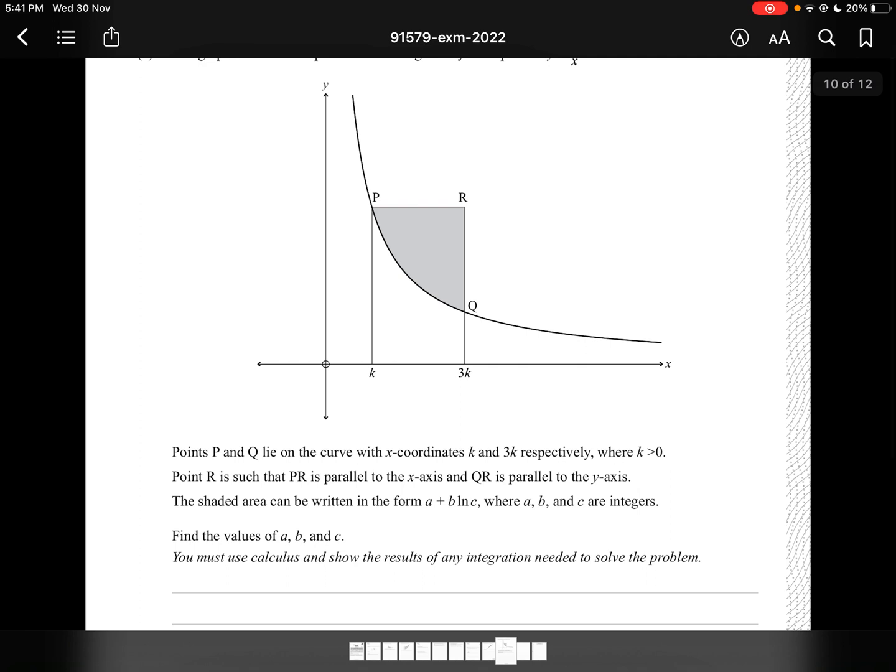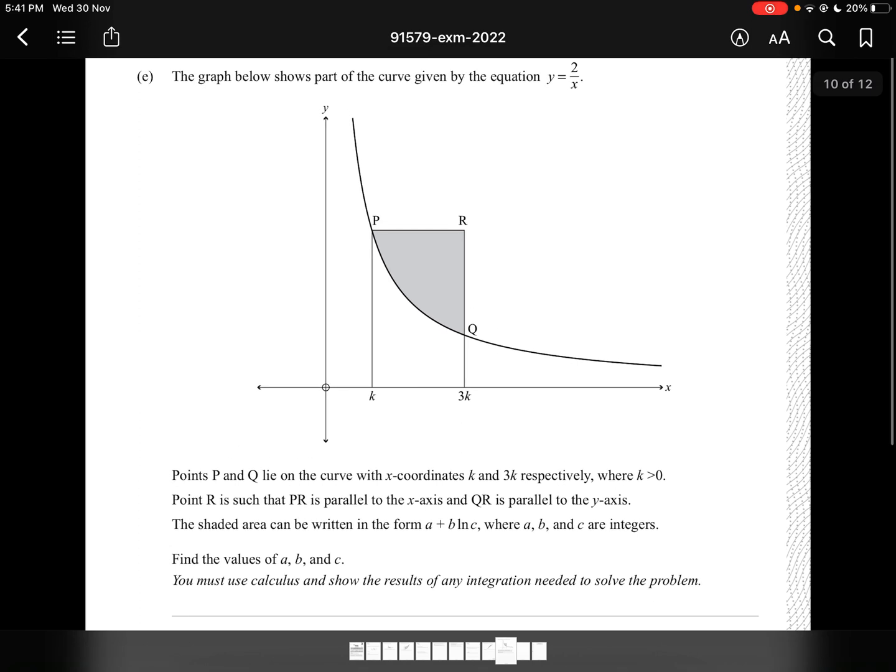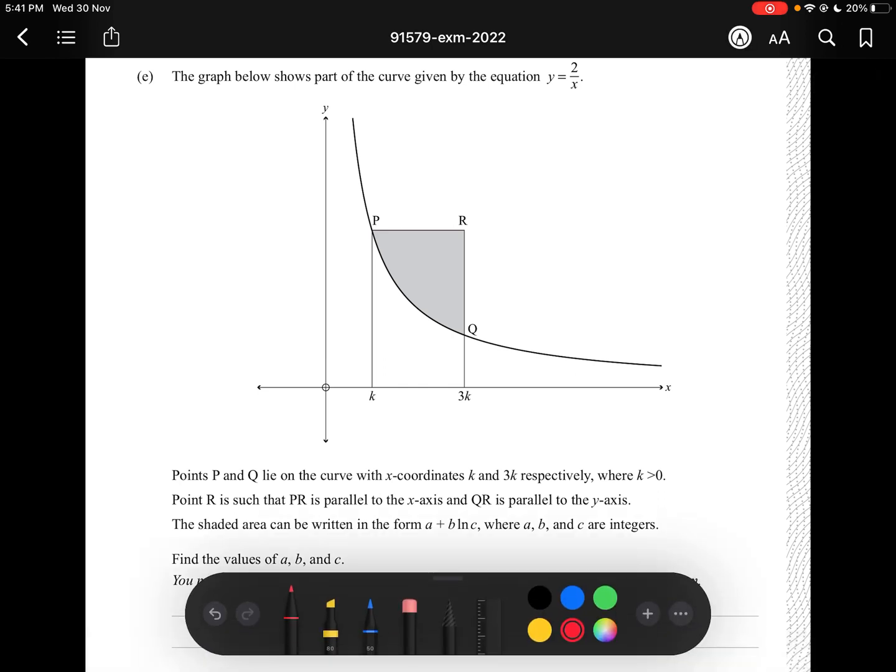So for this question, it's very important to just break down the question into the components. So what do we have here? We have a rectangle, and we want to find a component of the rectangle. So we're going to want to find this area here. You notice that this part of the rectangle here, we can just say that the red area is equal to the area underneath the curve y equals 2 over x between 3k and k.